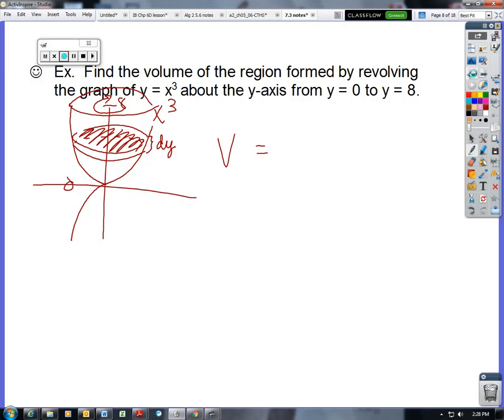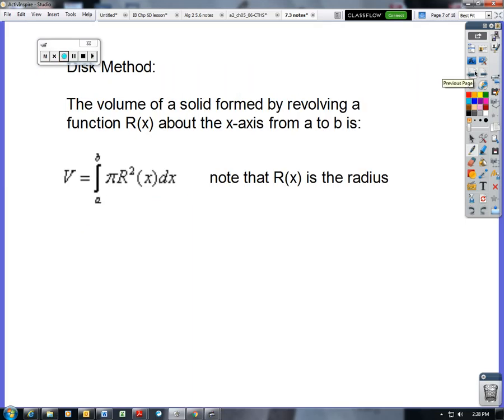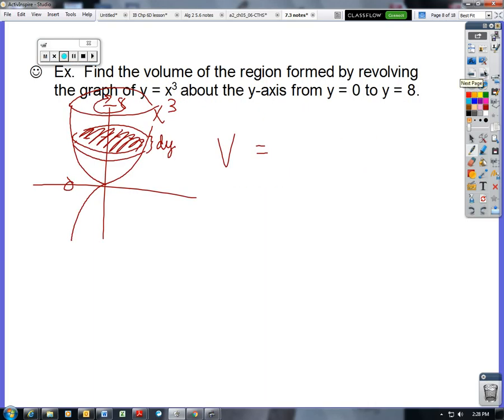And if you think back to this previous slide, that would be the integral of pi r squared dx from a to b. Except it's not going to be x, it's actually going to be in terms of y. So we'll have the integral from a to b. Now in this case, because our thickness is dy, my integration limits are going to be in terms of y. So my slices are going from 0 to 8. And then it's pi times the radius squared.